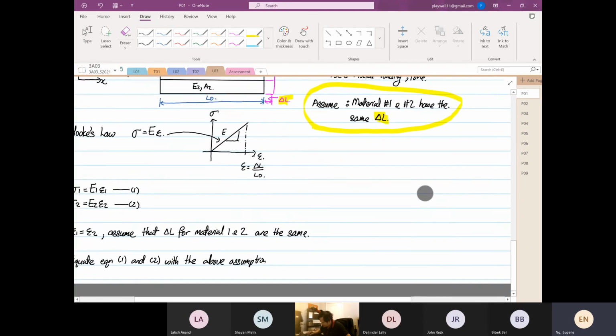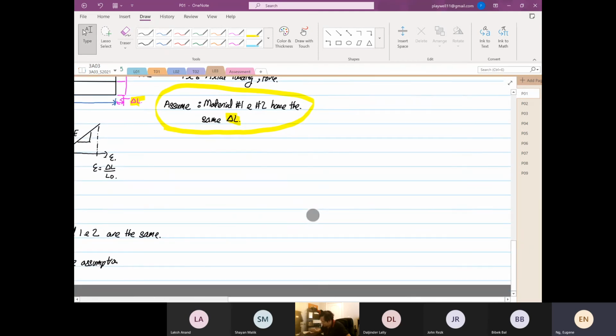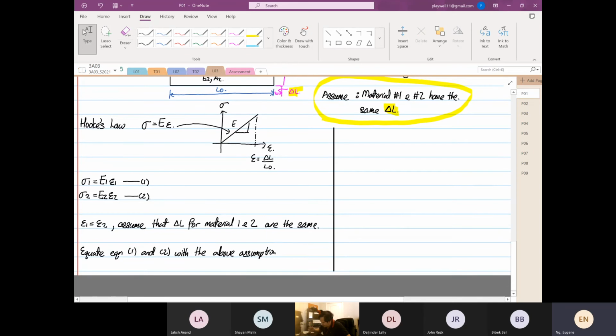I'm going to continue writing the formula on the other side, because I think it's important that you all compare what's going on. So what we have is stress 1 over E1 is equal to stress 2 over E2. This is my equation number 3.